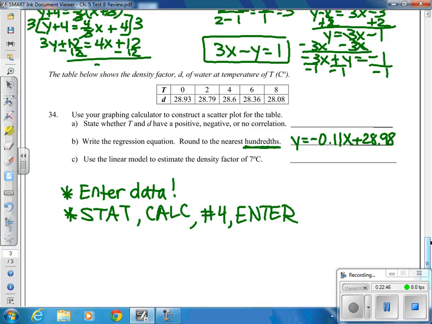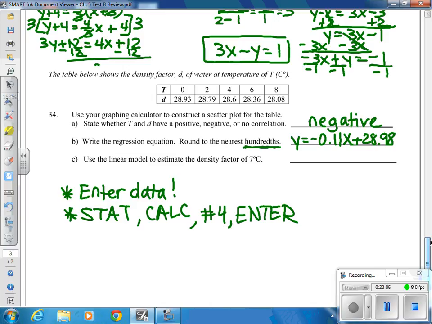Your correlation to these are dealing with the slope. So whatever value the slope has will tell you if it's positive, negative, or none. And in these situations, you'll never have none because you're going to always have a slope. So because my slope is negative 0.11, the answer to letter A is that it has a negative correlation.